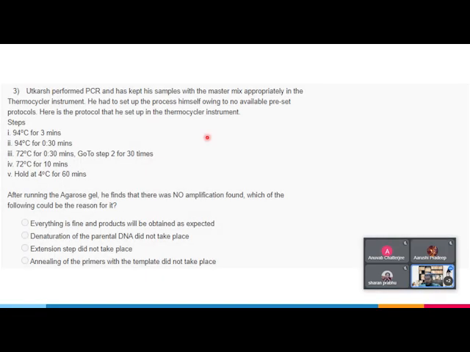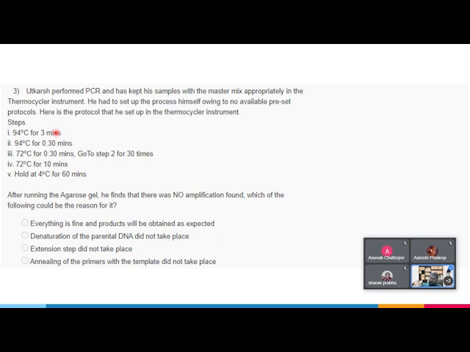Now we move on a bit and change our pace and go to a question about PCR. So Utkarsh performed PCR and has kept his samples with master mix properly set up in a thermocycler instrument. He had to set up the process himself owing to no available preset protocols. And here is what he set up.